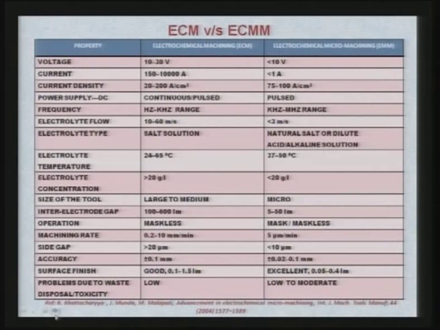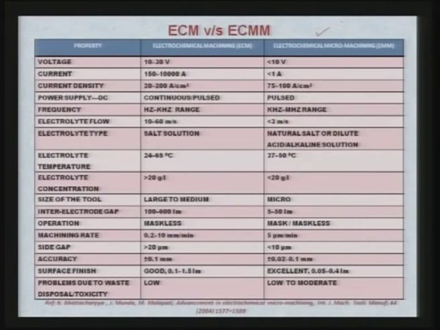Here is some comparison between electrochemical machining and electrochemical micro machining as far as machining parameters are concerned. The voltage normally taken is less than 10 volt in case of electrochemical micro machining, while in electrochemical machining you use 10 to 30 volt. The current in micro machining is less than 1 ampere, while in macro machining you can go as high as 40,000 amperes. Some industry people have used 40,000 ampere as the current.